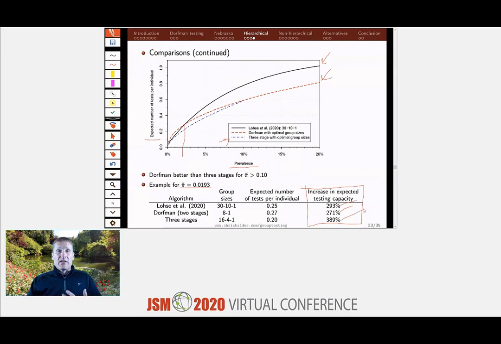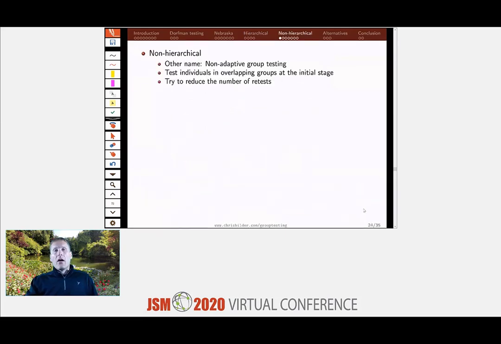But if you were to implement the best possible three-stage algorithm, you could increase your testing capacity by 400% on average. Okay, so now let's talk about non-hierarchical testing. And during our little stoppage there, I kind of described it.